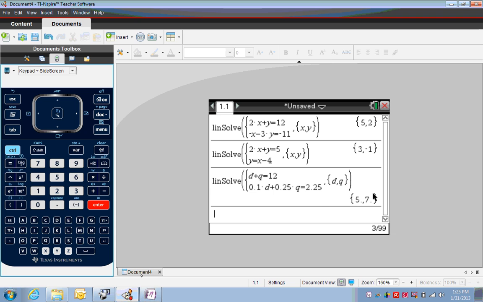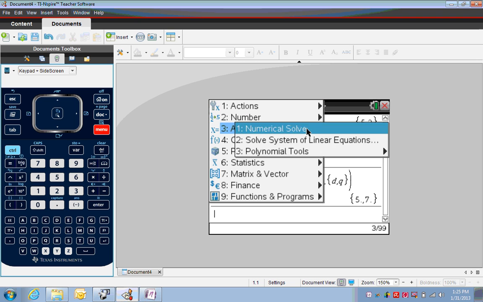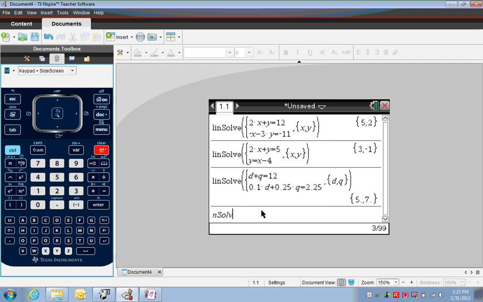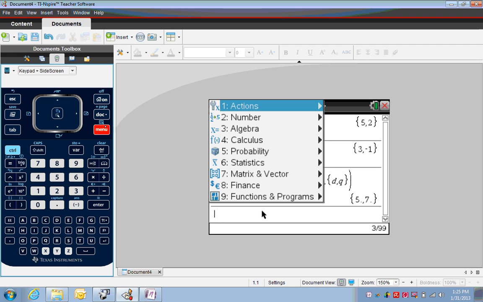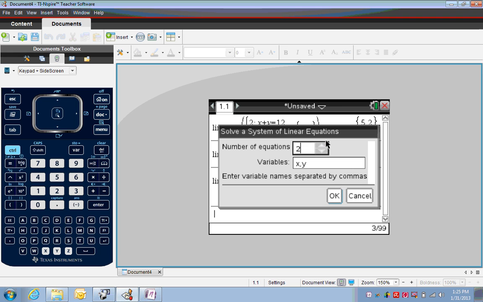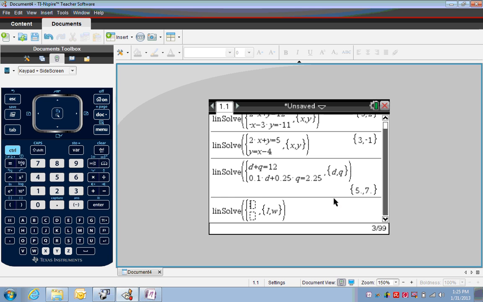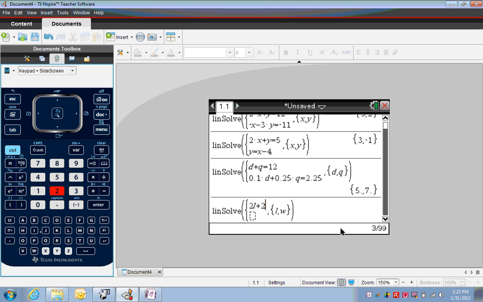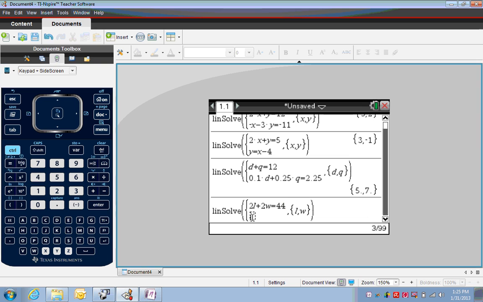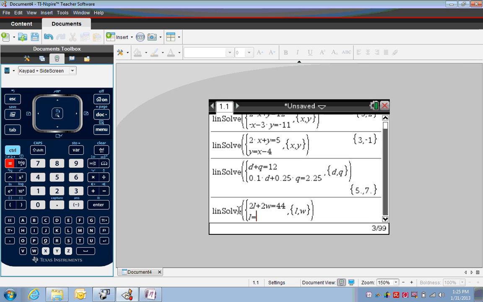So I'm going to hit Menu, Algebra, Solve Systems of Linear Equations. We have two equations here, and our variables are L and W. I hit OK. My first equation is 2L plus 2W equals 44. And then it says that the length L is equal to the width plus 4.